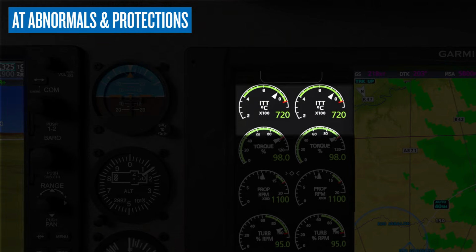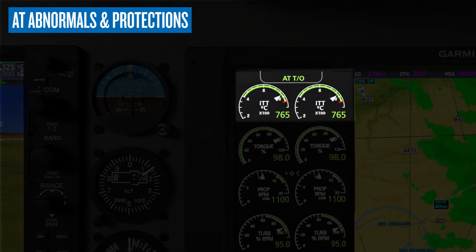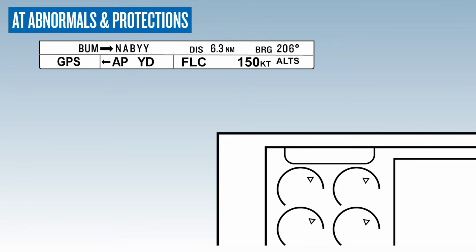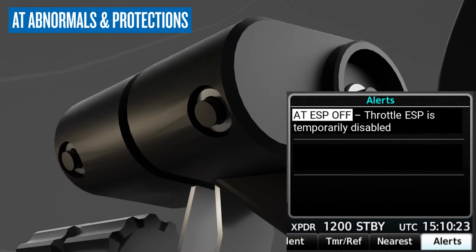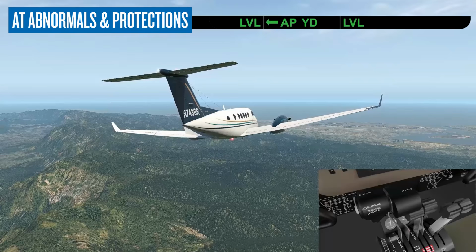Additionally, while the ITT limit is still selectable by the pilot, AT takeoff will ignore the selected limit and go to 10 degrees below the ITT red line. AT max power will prevent overtorque or overtemp conditions on the B300, the same as the B200. Disabling autothrottle protections on the B300 is the same as the B200, as is the interaction with Autopilot Electronic Stability and Protection, or ESP.